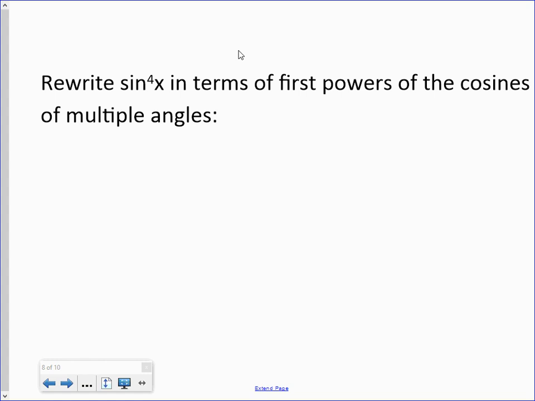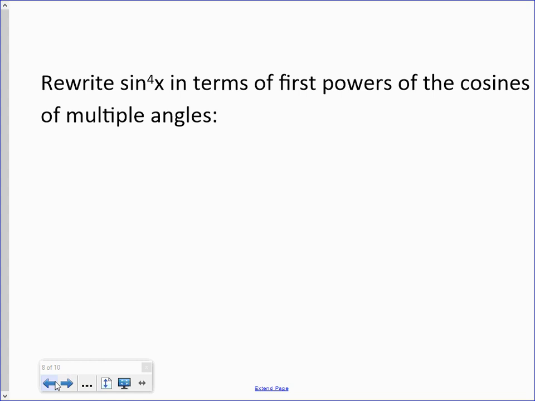They'll say something like, rewrite sine to the fourth x in terms of first powers of the cosines of multiple angles. So here it's like really comprehend your directions. What are they asking me to do? In terms of first powers, sine to the fourth is not acceptable. That's not in first power. So the sine one you did, is that supposed to be like the first sine thing rather than?